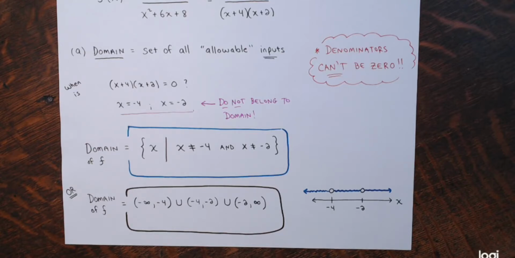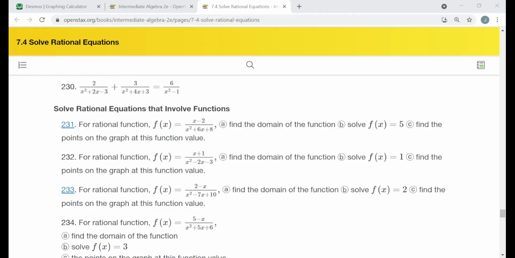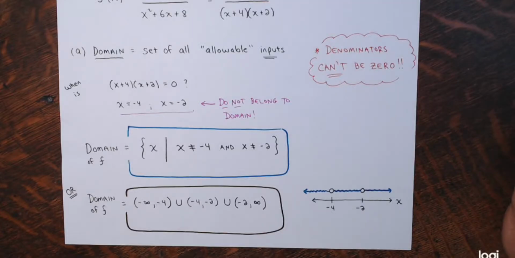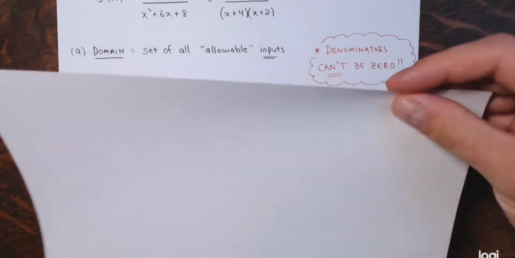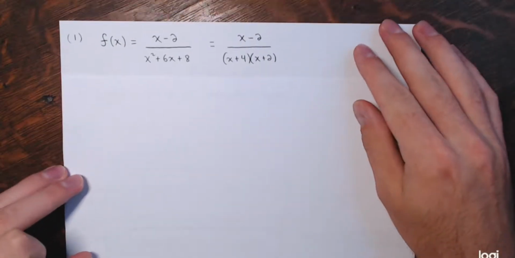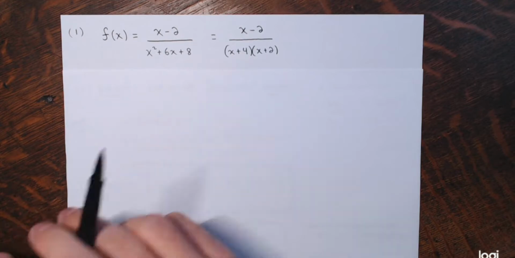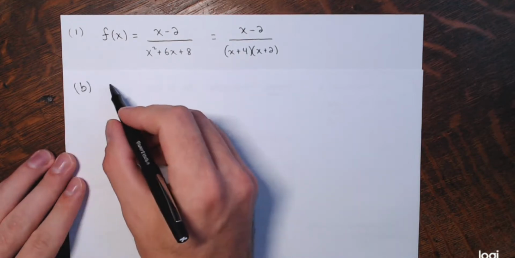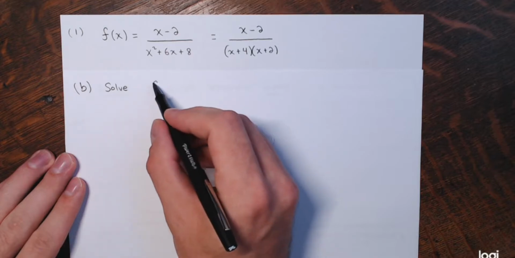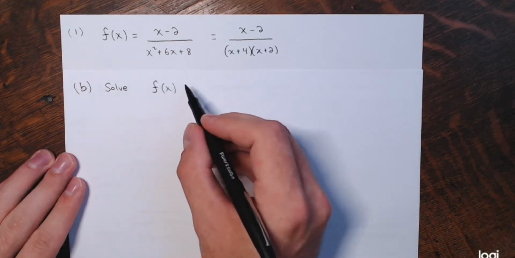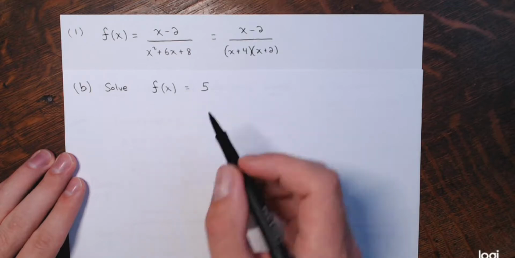Okay. Alright, so that was part A. Let's read part B. Part B: solve f of x equals 5. Solve this equation, f of x equals 5. Alright, so let's bring the page back up. Same function, and when we're asked for part B, solve this equation, f of x equals 5.